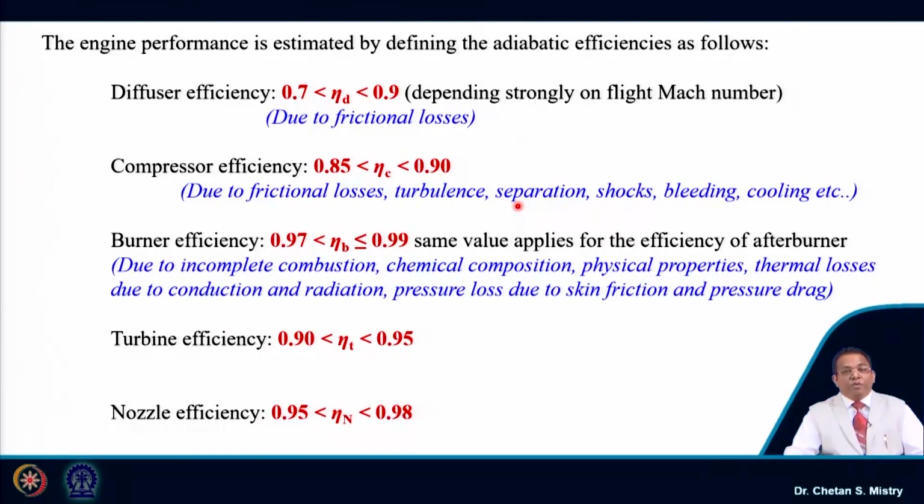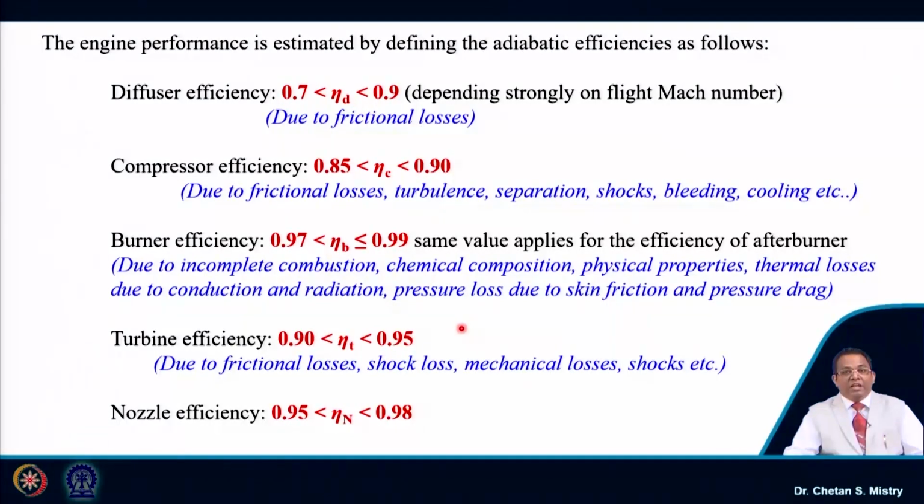The next component we have discussed is our turbine. It is a power generating device working under a favorable pressure gradient, and that is the reason the efficiency will be in the range of 90 to 95%.